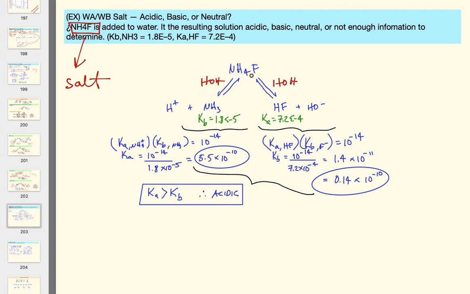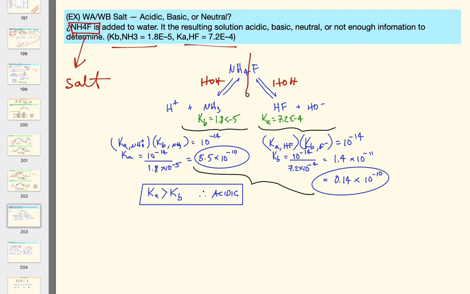Does one of these dissociate into a strong acid or strong base? Is the resulting solution acidic, basic, or neutral, or not enough information to determine? Okay, well, let's see. It gives Kb and it gives Ka. So let's take a look at that.